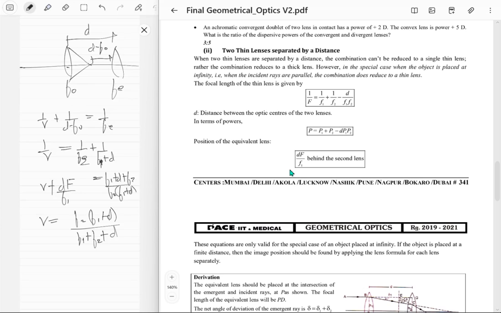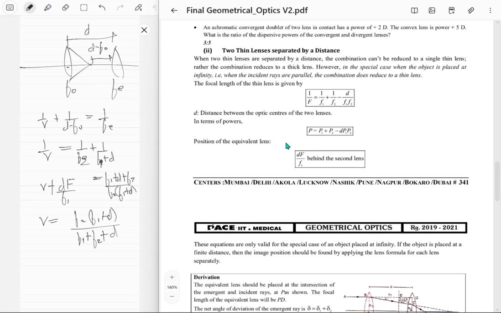Why are you doing it? Behind the second lens. What? What is this? Not making sense. Why would you want this? Oh, you got this capital F over there.